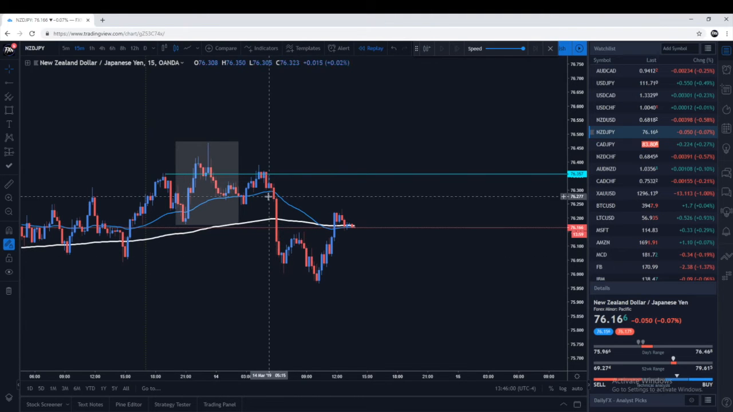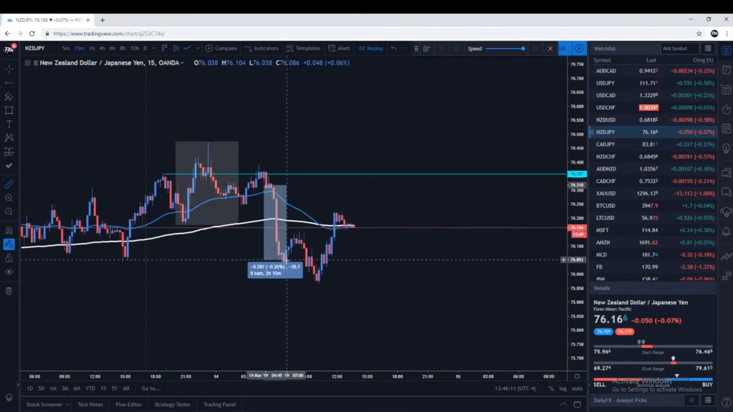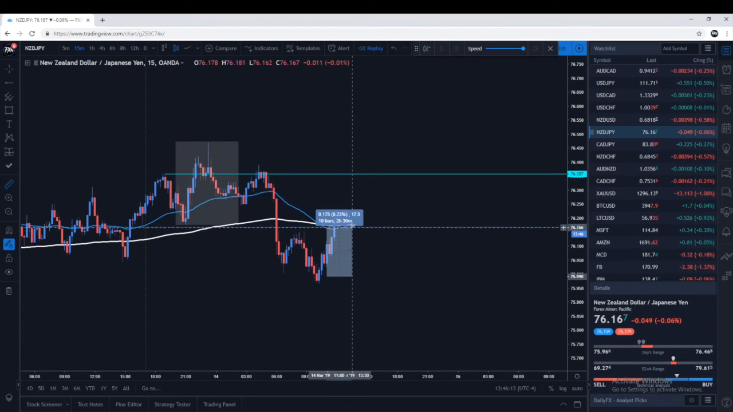And then sure enough, into the US, what happened? You have one, came back down for a second test, came back up again. So you have two trades. 30 pips down and 22 pips going up. So you have two trades available on NZDJPY.